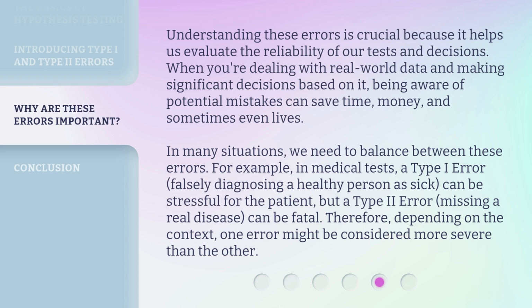In many situations, we need to balance between these errors. For example, in medical tests, a Type 1 error, falsely diagnosing a healthy person as sick, can be stressful for the patient, but a Type 2 error, missing a real disease, can be fatal. Therefore, depending on the context, one error might be considered more severe than the other.